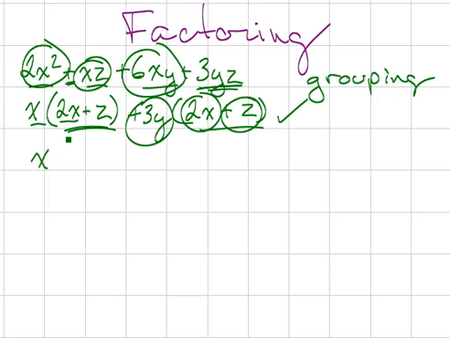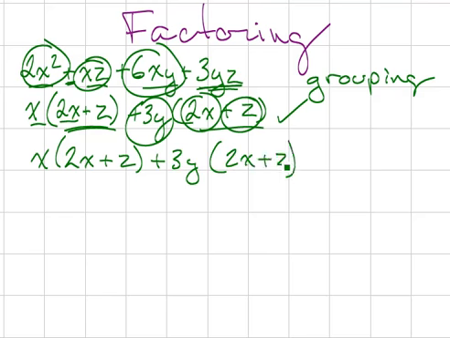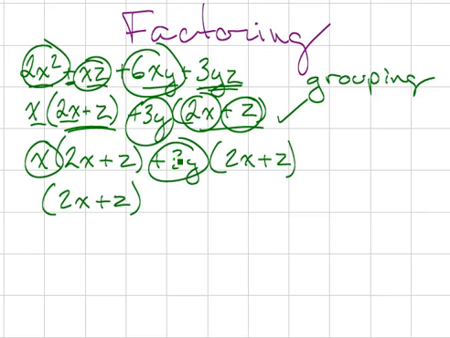So I had x(2x plus z) plus 3y(2x plus z). That means 2x plus z is common, so I write it once. And x and 3y are what I call my leftover bits, so that makes my other factor x plus 3y. There we go. We factored by grouping.